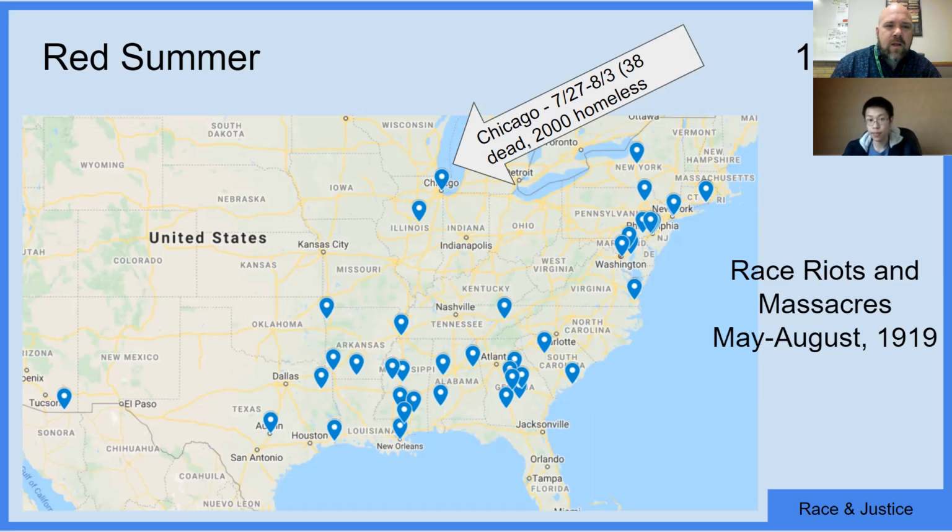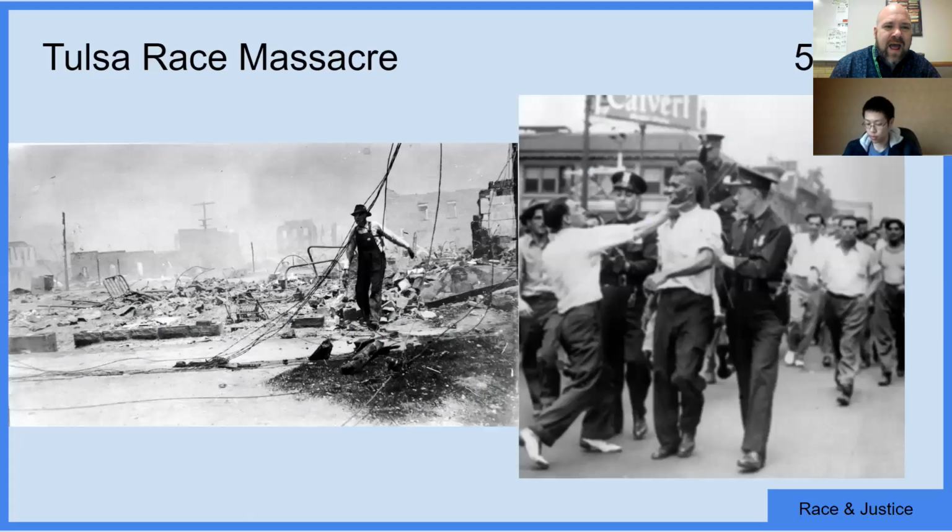Probably the worst one to happen in the entire time period is what we call the Tulsa Race Massacre in Tulsa, Oklahoma. Go ahead and keep this in the same number. This is the worst race massacre in American history. It starts with a boy named Dick Rowland. Dick Rowland is about a 15-year-old boy, and he's a delivery boy, and he works in Tulsa, Oklahoma.